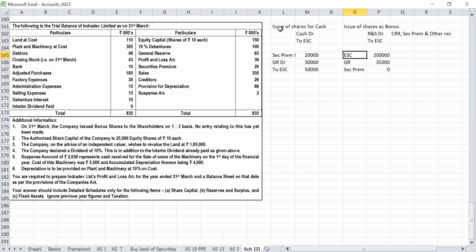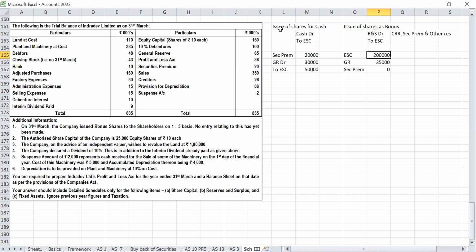Correct? You have to show that appropriately in notes to accounts. In notes to accounts, utilization from general reserve 35,000, utilization from securities premium entire 20,000. In equity share capital, out of above, 50,000 have been allotted as fully paid bonus shares. All that you have to disclose.